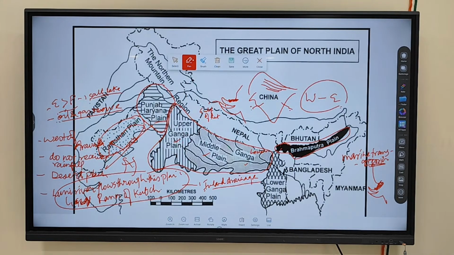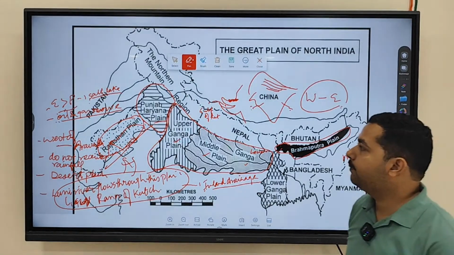Any doubt regarding this one? So what is marine transgression? We discussed that when marine water enters onto the land, it is referred to as marine transgression. Because of this, fossils also entered here. As a result, this region is rich in oil and gas reserves.